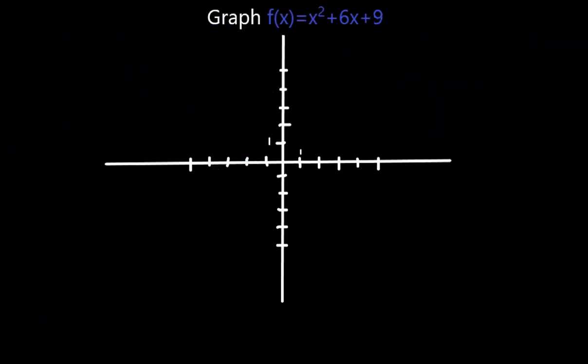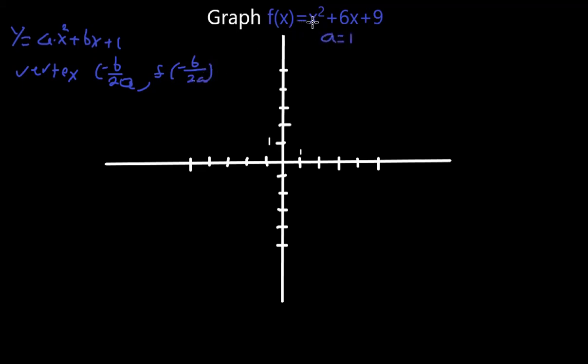We want to graph f of x equals x squared plus 6x plus 9. Once again, we know that in standard form, which is y equals a times x squared plus bx plus c, the vertex is the point negative b divided by 2a as the x value, and then the y value is f of negative b over 2a. Here we see that a equals 1 because the coefficient of x squared is 1, which tells me there's no vertical stretch or shrink.